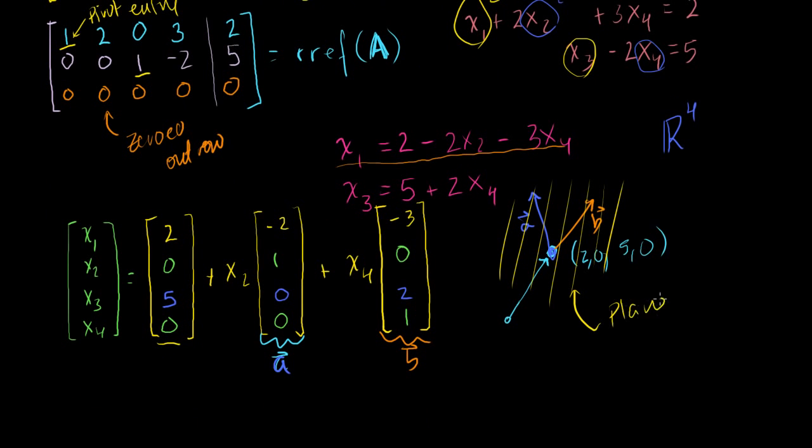A plane in R4. I know that's really hard to visualize, and maybe I'll do another one in 3 dimensions. But hopefully this at least gives you a decent understanding of what an augmented matrix is, what reduced row echelon form is, and what the valid operations are that I can perform on a matrix without messing up the system.